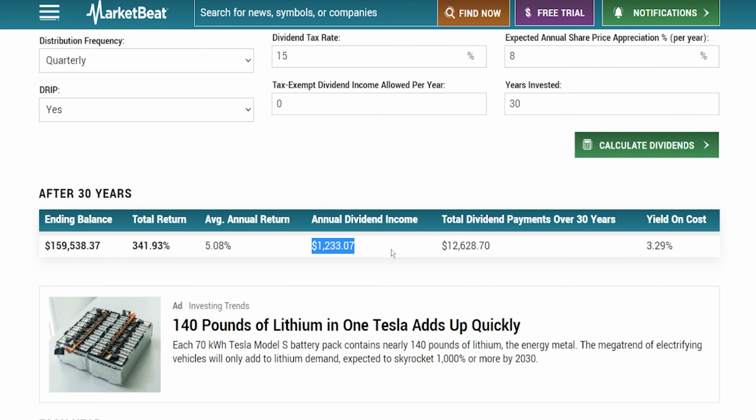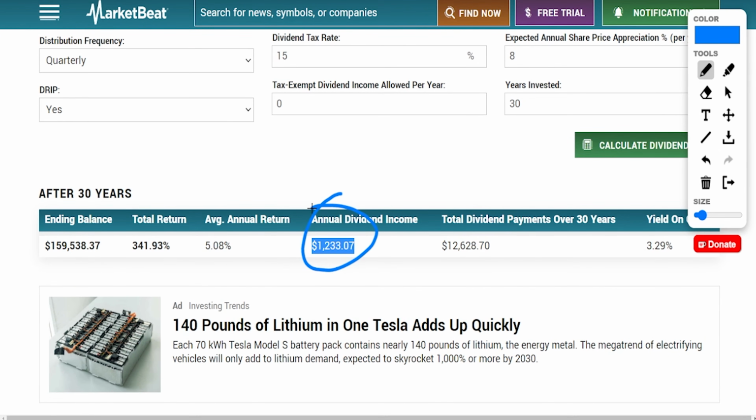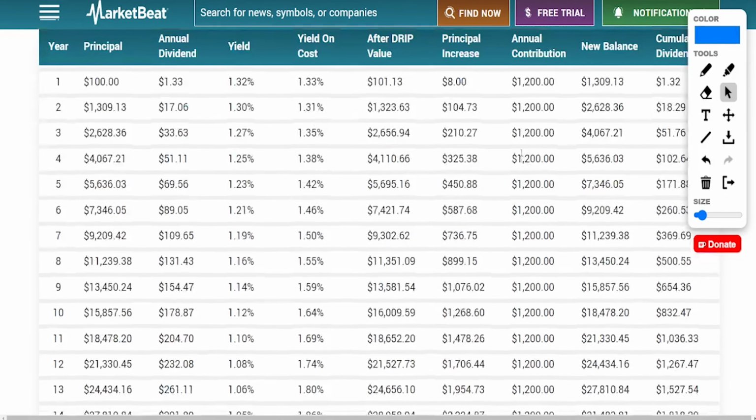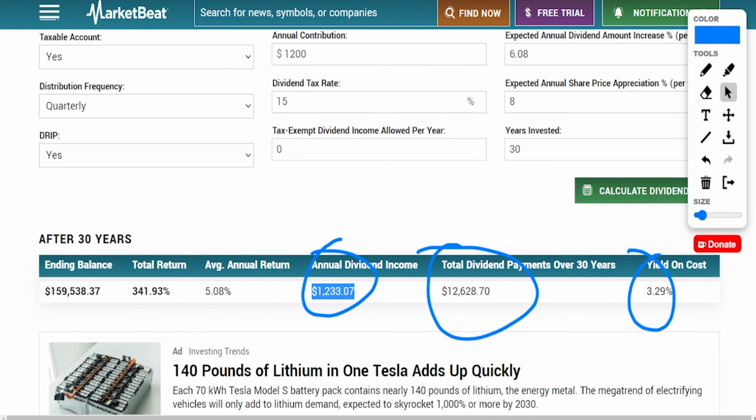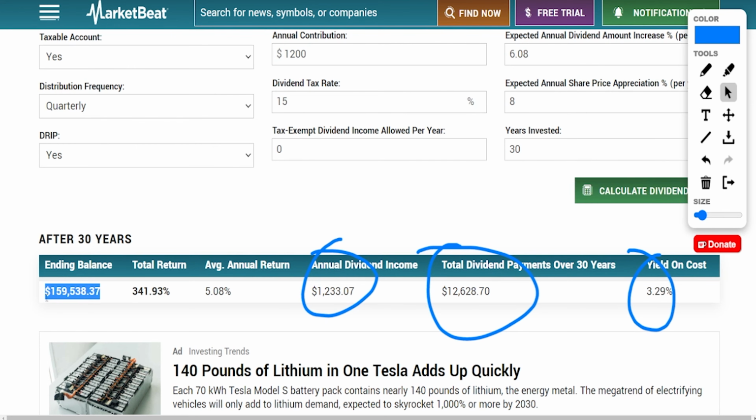You're going to be seeing about $1,200 annual dividend income, which is a little over $100 every single month, and your total dividends would be about $12,600 with a yield of 3.29. And again, that is just adding in $1,200 every month. So if we actually bring up a calculator, 1,200 times 30, you're looking at investing $36,000 over that 30-year time period and getting over $160,000.